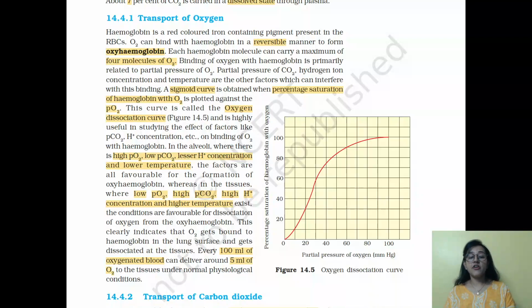Now, every 100 ml of oxygenated blood can deliver around 5 ml of oxygen to the tissues under normal physiological conditions. You have to remember this.